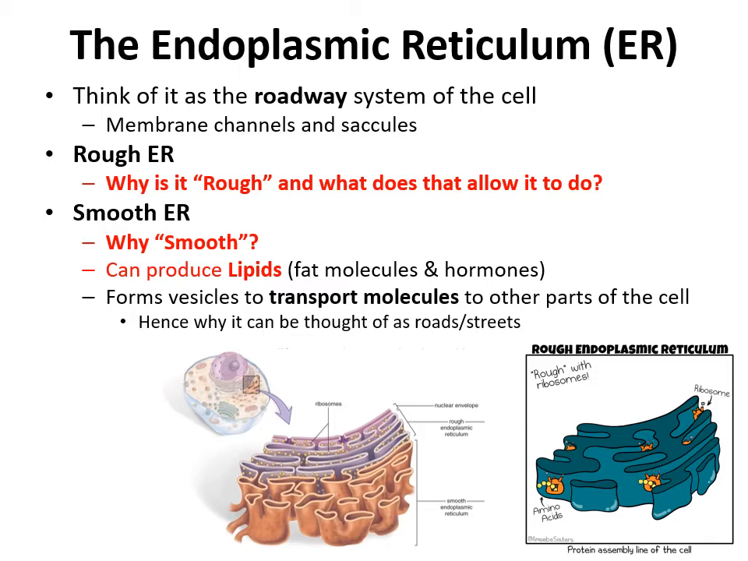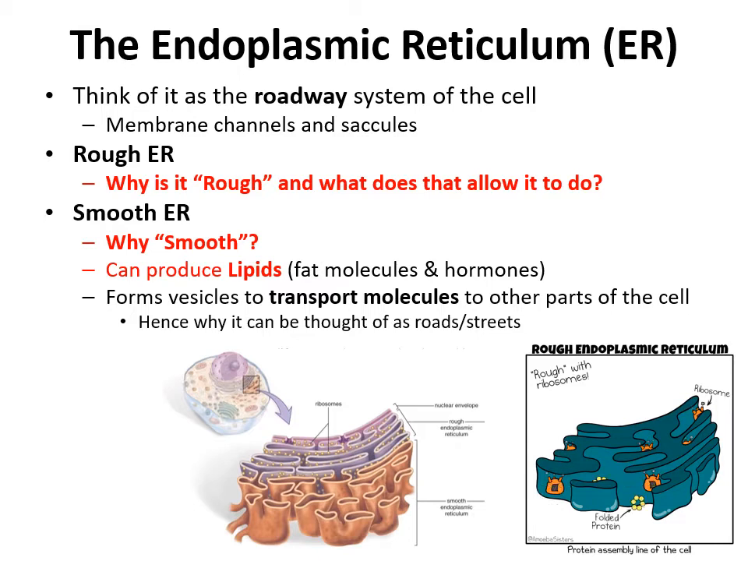There's also the smooth ER, and it's smooth because it does not have ribosomes on it. And when you think smooth, I want you to think waxy, oily, right? Oily, smooth. Well, that's because the smooth ER can produce lipids, so that will help you remember. It'll remind you that the function of the smooth ER is to produce lipids, which can include fat molecules and hormones.